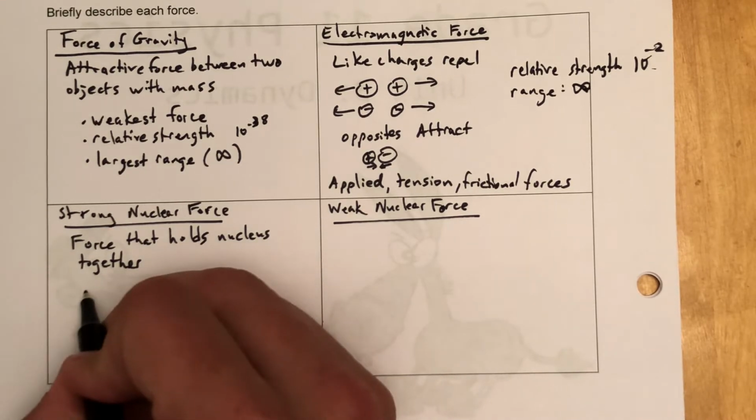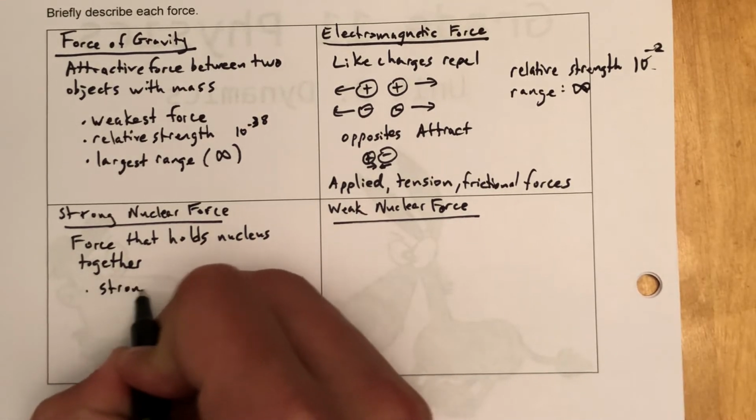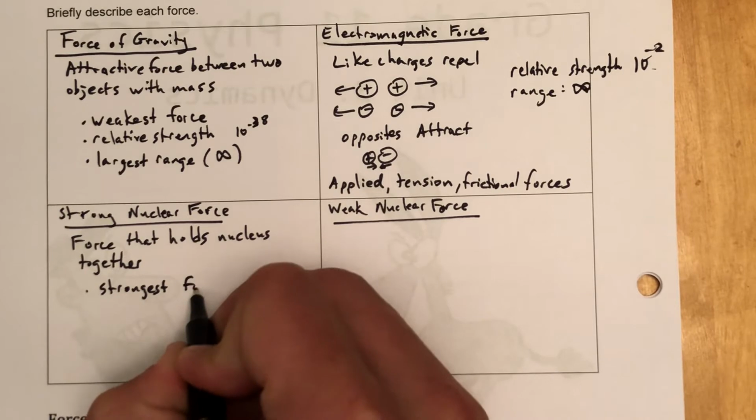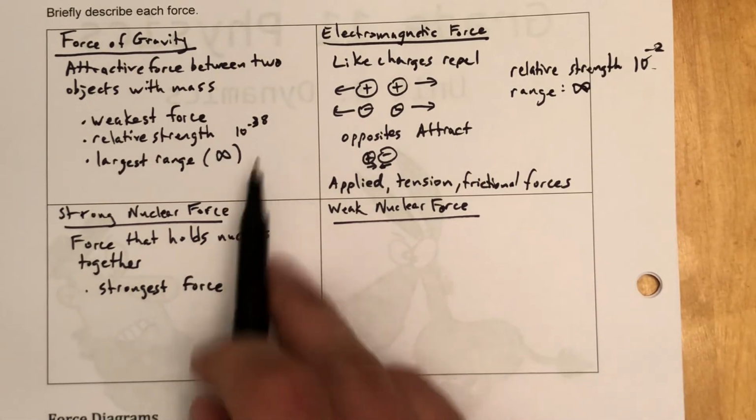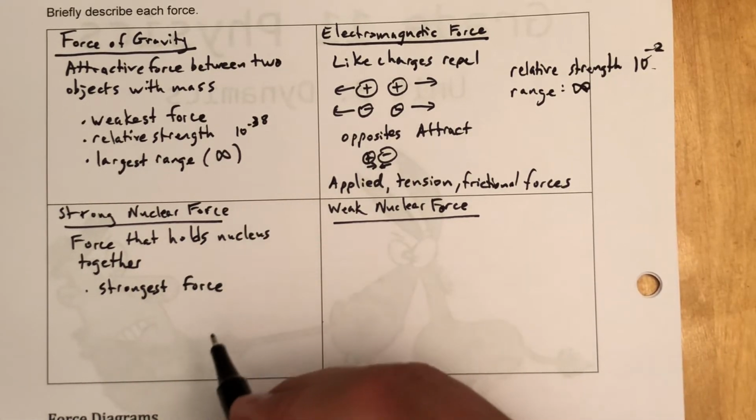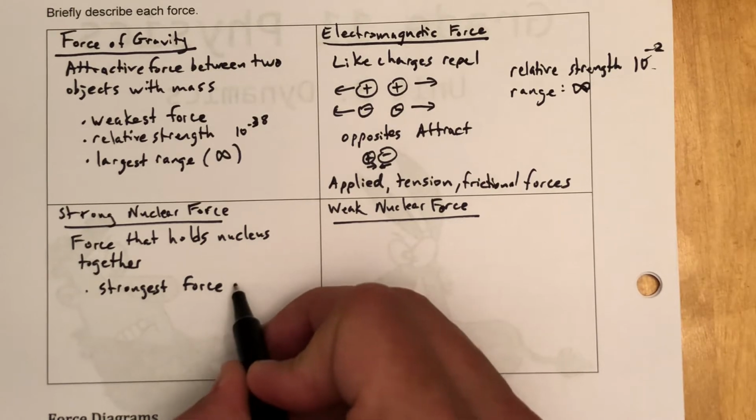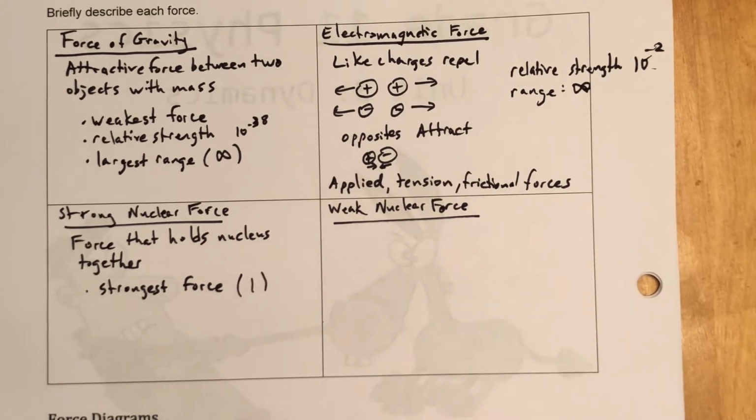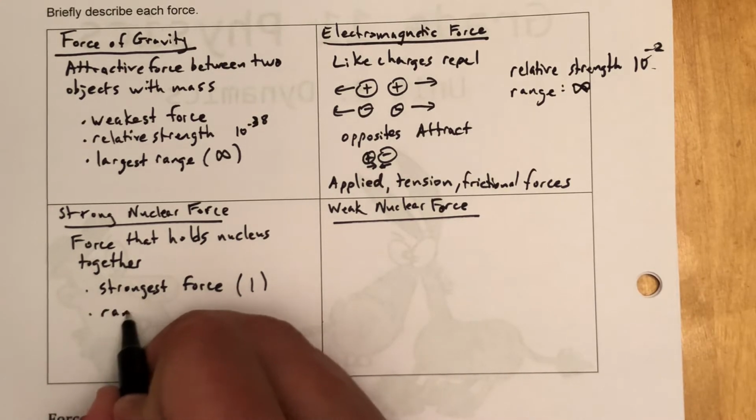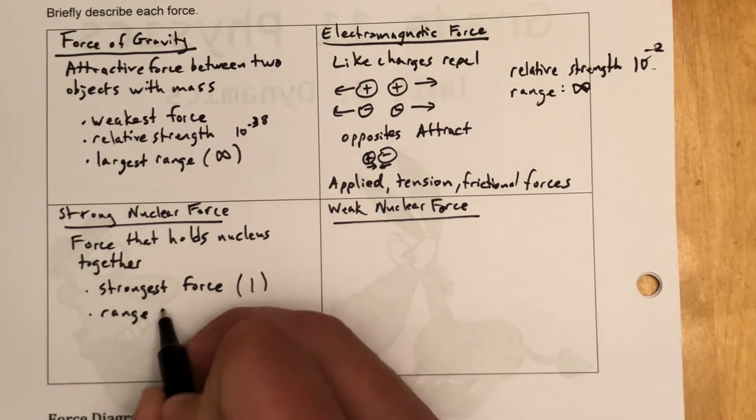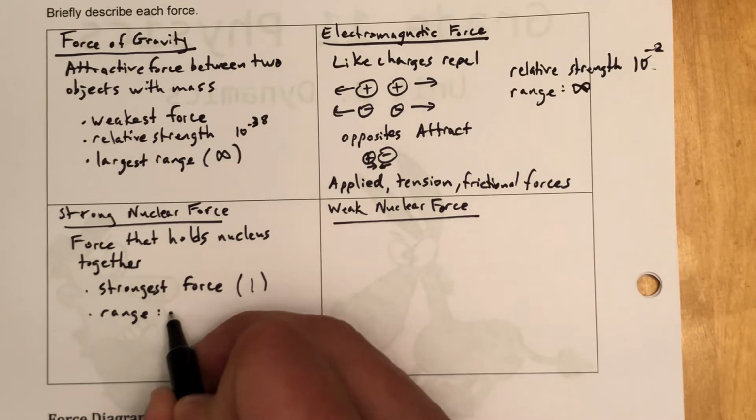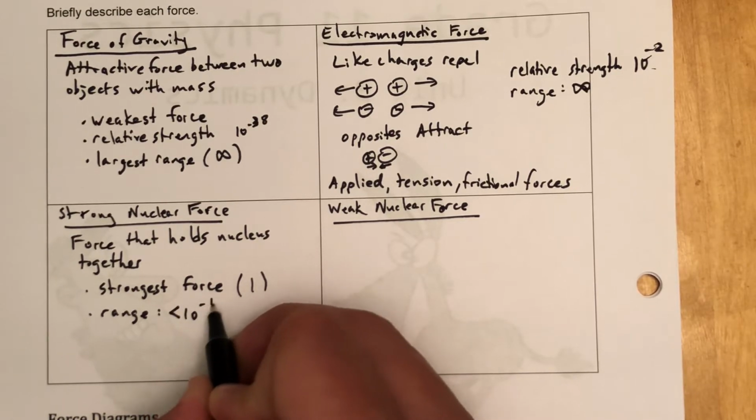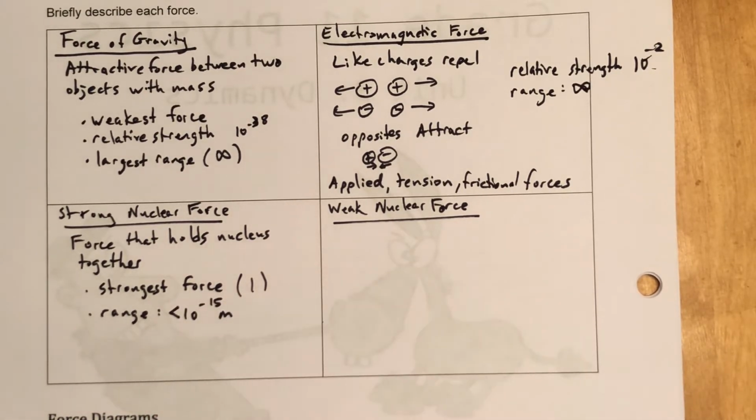So this one here is the strongest of all the forces. Its relative strength is a value of 1. Strongest force with a value of 1. And it has a very tiny range. The range is actually less than 10 to the negative 15 meters.